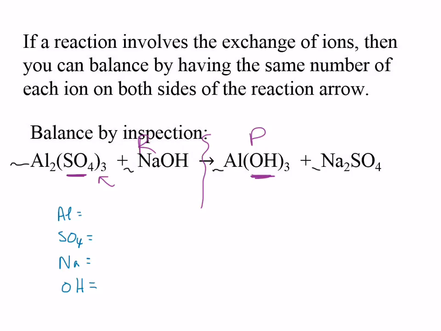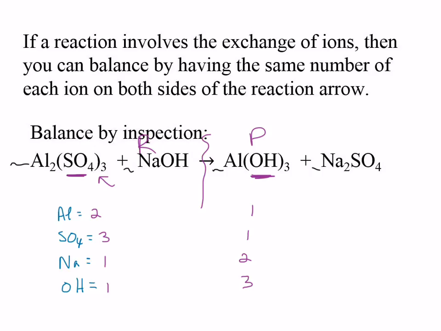If I go with coefficients of 1 across the board, it looks like aluminum, I have what, 2? Units of SO4s, I have 3. Sodiums, I have 1. OHs, or OH minuses, I also just have 1. Then on the product side, aluminums, I have 1. SO4s, I have 1. Sodiums, I have 2. And OHs, I have a whopping 3.